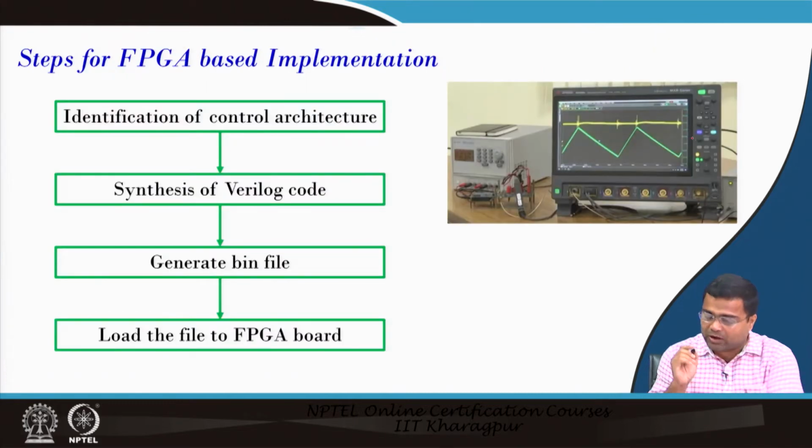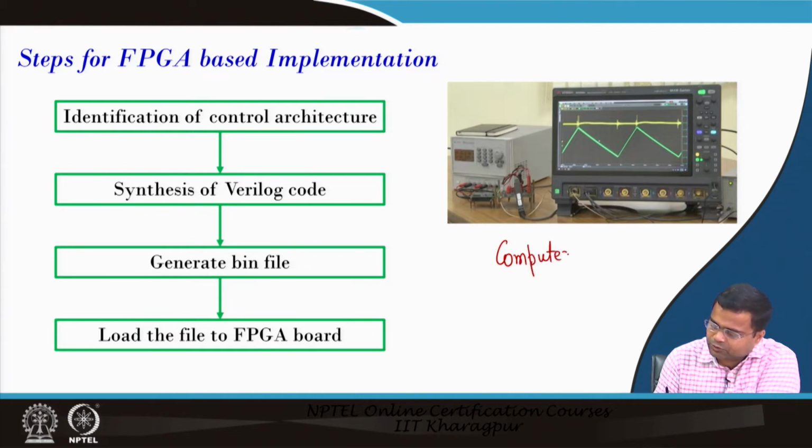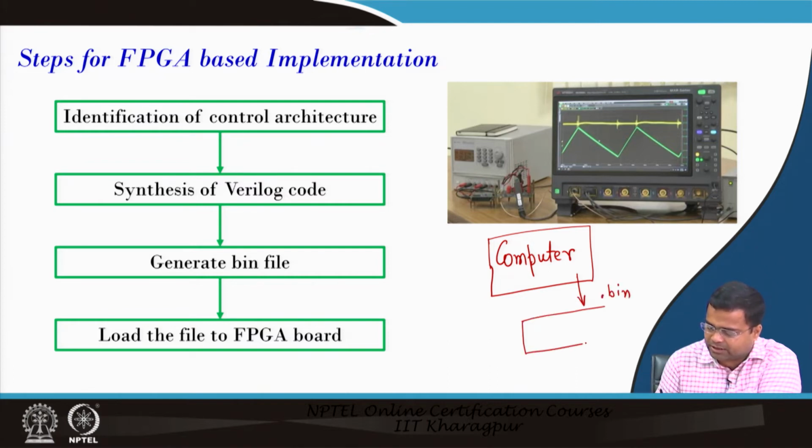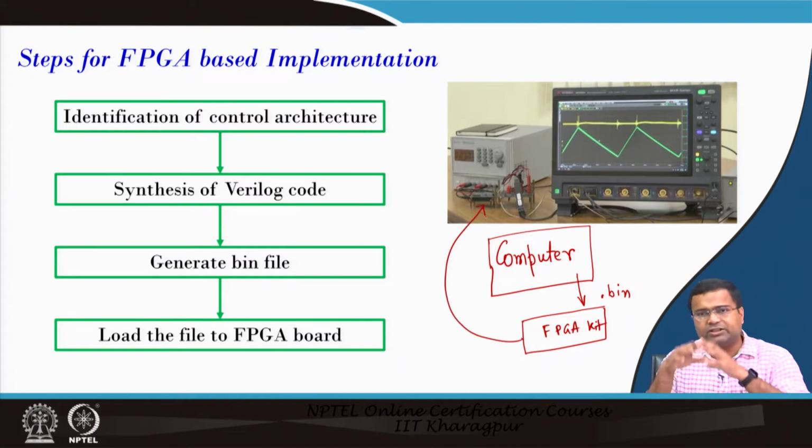So, in order to implement this, what is missing here is the computer, because we need a computer to generate the code bin file. The computer will generate the .bin file, and this will be loaded to the actual FPGA, and this FPGA kit is here. Once you dump it, the computer is nowhere in the picture. The real-time FPGA controller implementation actually controls the whole DC-DC converter.